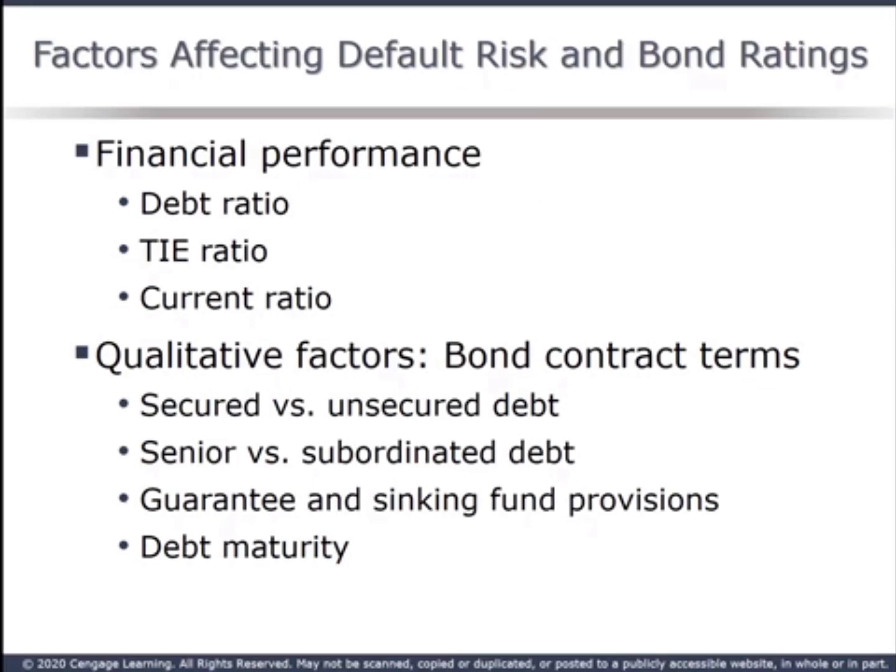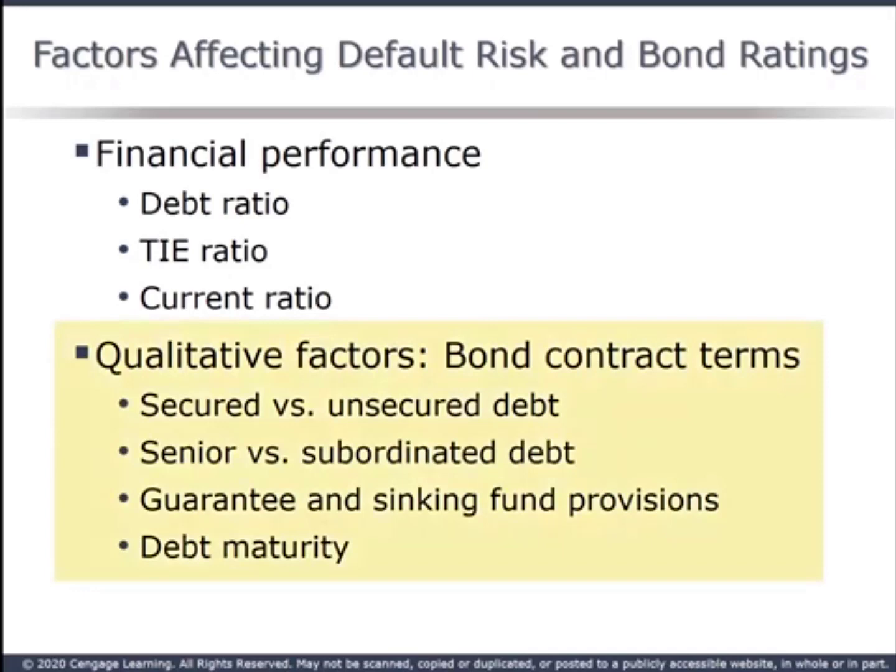Stock analysts focus on growth potential. Bond analysts are concerned with long-term stability and the firm's ability to meet its contractual obligations. Financial performance metrics would include the debt ratio. How much debt is the firm already using? Times interest earned. Are they earning enough to make the interest payments? And the current ratio. Do they have enough liquid assets to make coupon payments?